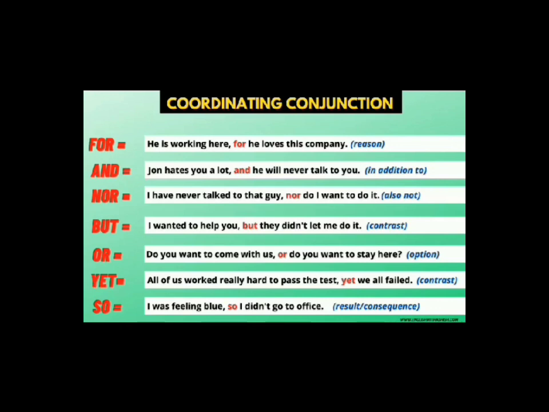Here are some examples of uses of coordinating conjunction. For: he was working for he loves this company. The sentence is giving the reason. And: John hates you a lot and he'll never talk to you. In this sentence you are adding an additional. Nor: I have never talked to that guy, nor do I want to do it.